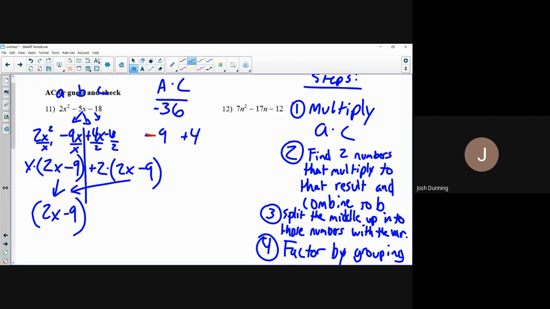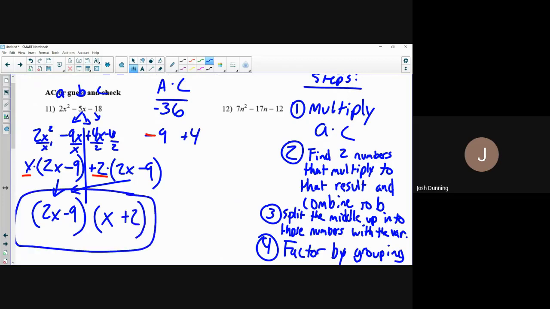Now, the other parentheses are what's left over after you take that binomial out. On the left side, you have x. On the right side, you have plus. There you go.